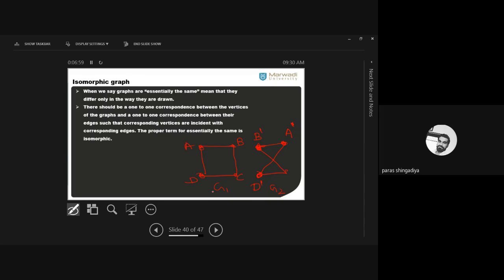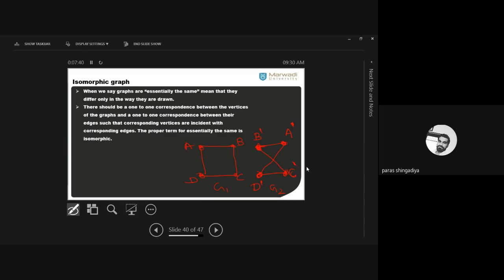Now the last vertex, which is incident with B and D, is C here. So find such a vertex in the second graph, which is connected with B dash and D dash, and whose degree should be 2. Clear? Such a vertex exists in the second graph, and we can consider this vertex as C dash. Clear? So both graphs have one-to-one correspondence for the vertices, and also one-to-one correspondence for the edges. Clear? So both graphs are known as isomorphic graphs.